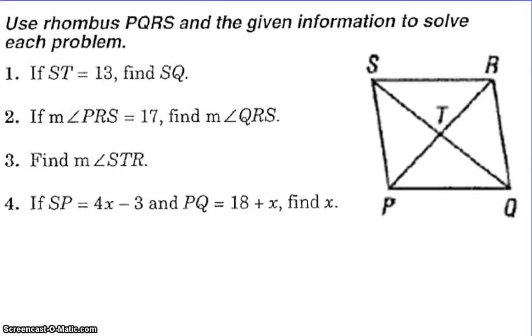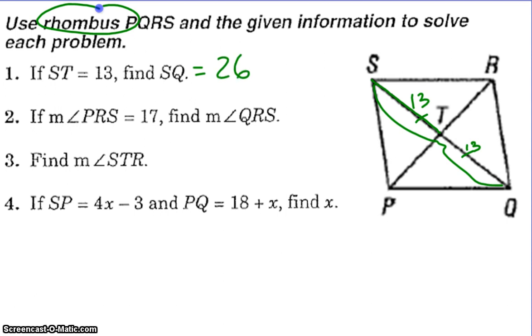The next thing we're going to do is look at some algebraic stuff, so we need to know all of our properties. In this one, we are given the fact that this is a rhombus. In the first one, we are talking about ST is 13 and it wants to find SQ. We know that diagonals are perpendicular bisectors of each other, so I know that this segment has to be 13, giving me SQ a measure of 26.